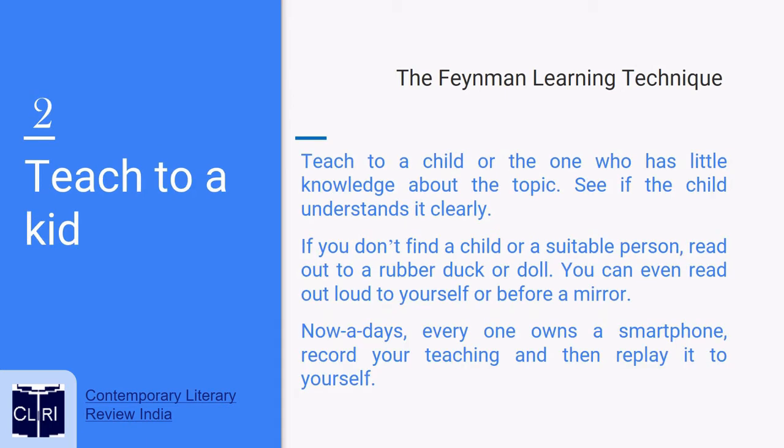The second point is teach to a kid. Teach to a kid or any young child, or you can pick any person who has little knowledge about the topic. For example, you can pick your parents, your grandparents, or any other family members and narrate all the information in a story. See if that person understands your information well and clearly.